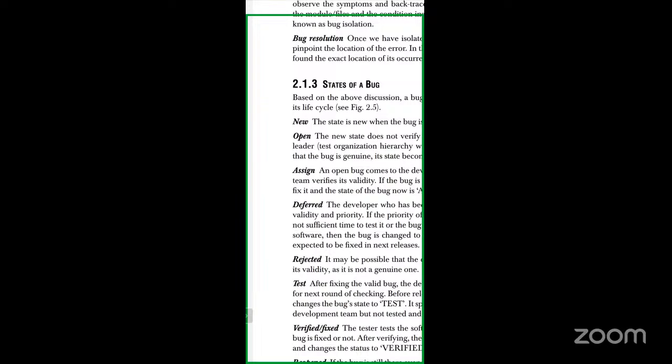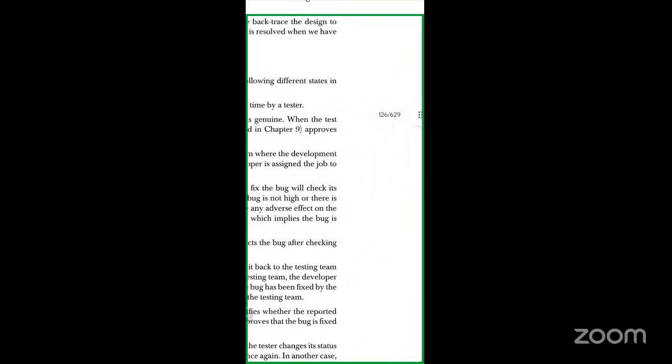And then we may reject the bugs. If it is a minute bug, we can simply reject the bug after checking its validity. And then we can go for the testing. That is, after fixing the valid bug, if it is affecting, then we are going to go for the testing of that particular bug, and then we are going to verify.